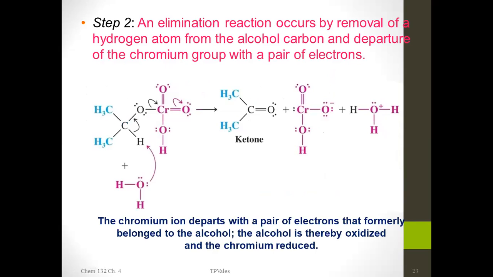So step 2, once you get this one, water can abstract the hydrogen from this carbon. And once it abstracts the hydrogen here, it forms a double bond here and leaves the oxygen chromium bond, whose electrons will now be converted to an unshared electron pair on chromium. And what you will get actually is a ketone.